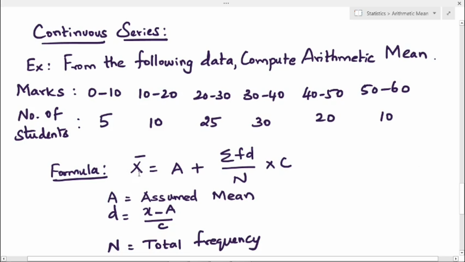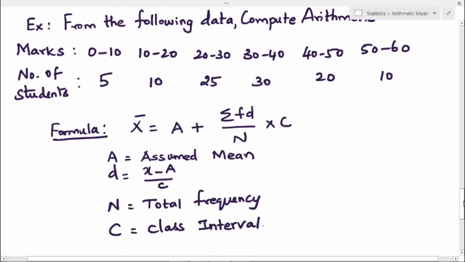So the formula is x bar equal to a plus sigma fd divided by n into c. First, a is nothing but the assumed mean, and f is frequency, and for d we have to use the formula x minus a by c. C is nothing but the class interval, and capital N is the total frequency. So we have to find all the values and substitute them. So you will get the arithmetic mean value.